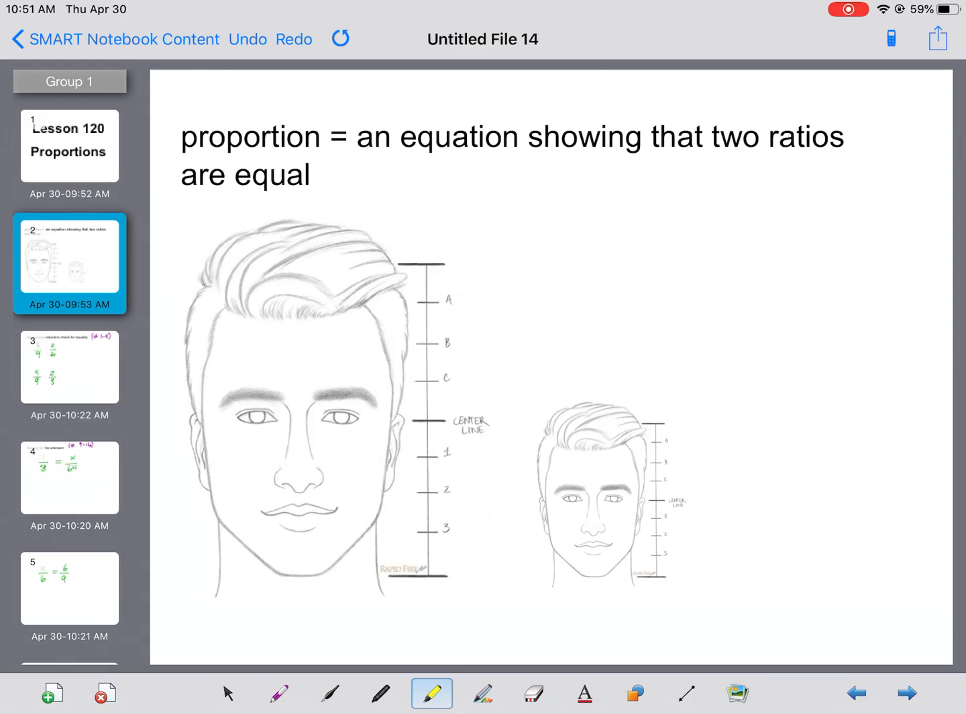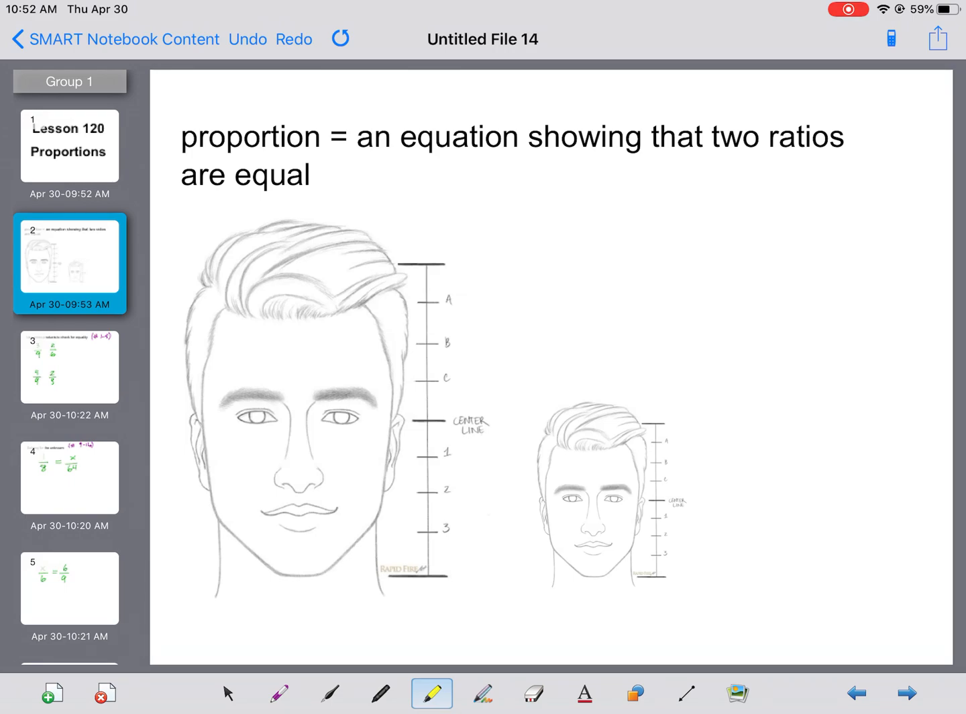So if you think back to a couple lessons ago, our first lesson on ratios, we looked at equal or equivalent ratios. That's what we're going to be working with today. And in order to understand how proportions work, we're going to look at one of the applications for proportion. And you use proportion a lot when you are doing drawing. That's why I have two pictures of some drawn heads here.